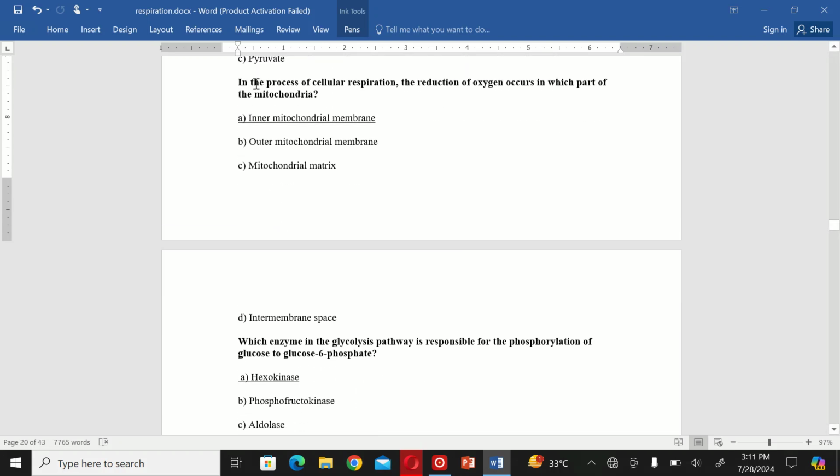The next MCQ is in the process of cellular respiration, the reduction of oxygen occurs in which part of the mitochondria? A. Inner mitochondrial membrane, B. Outer mitochondrial membrane, C. Mitochondrial matrix, and D. Intermembrane space. So the correct option is A.